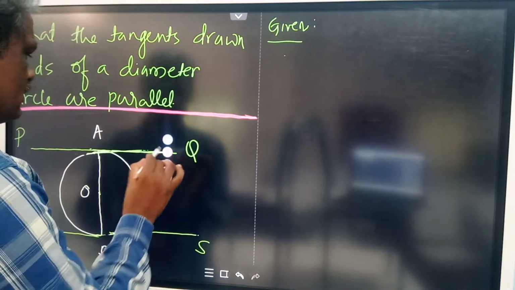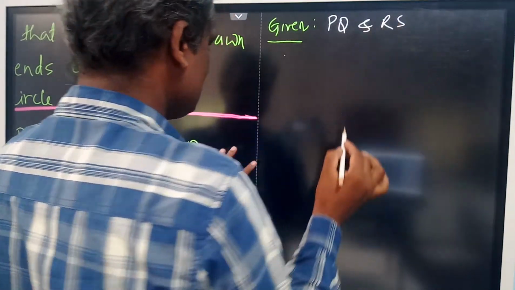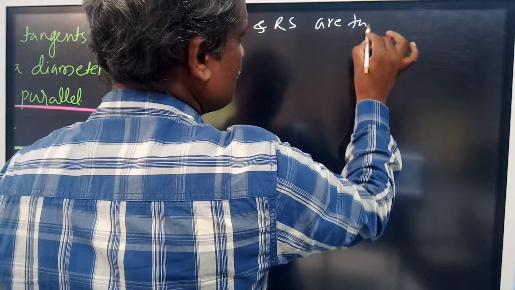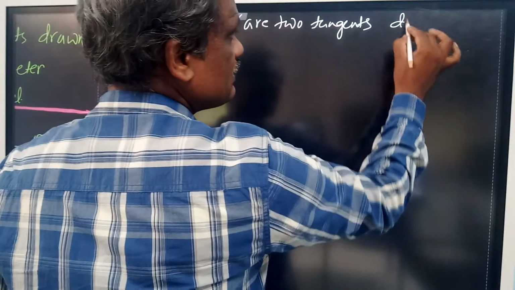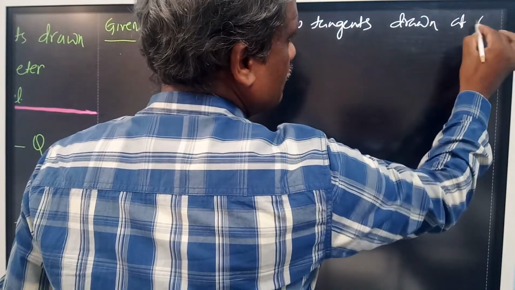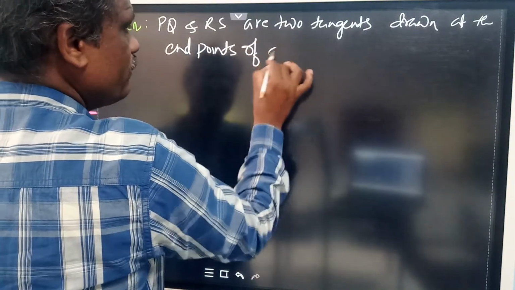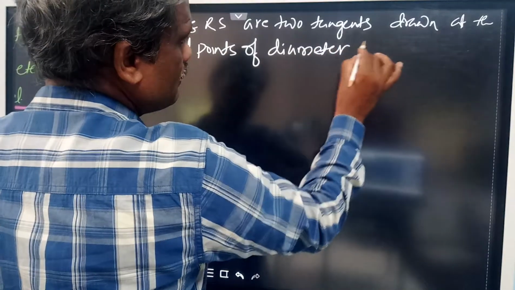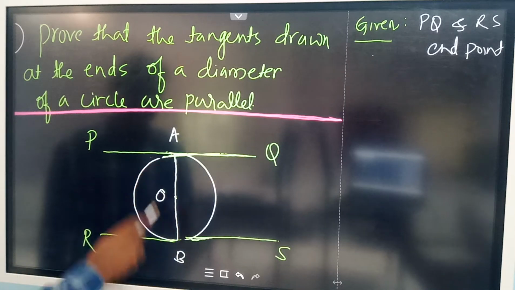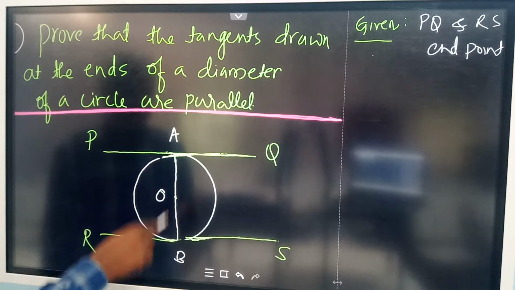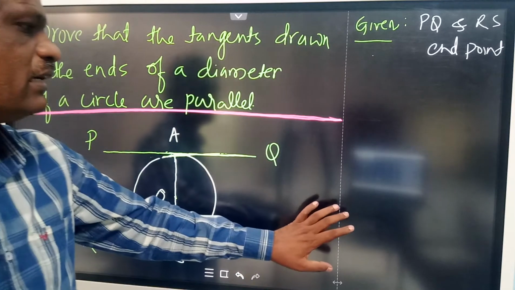See, we have taken two tangents PQ and RS. PQ and RS are two tangents drawn at the end points of diameter AB. So look at this, AB is the diameter. At the end points of this diameter A and B, we have drawn two tangents. So they are touching at the points A and B. Okay, we have drawn two tangents.